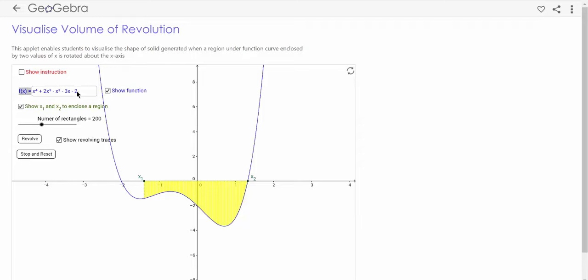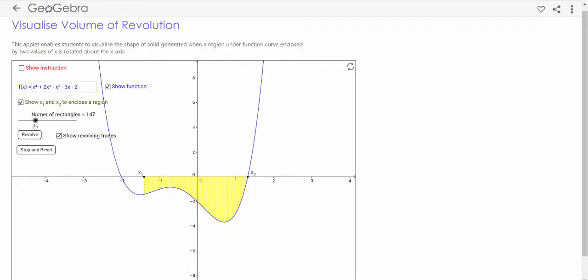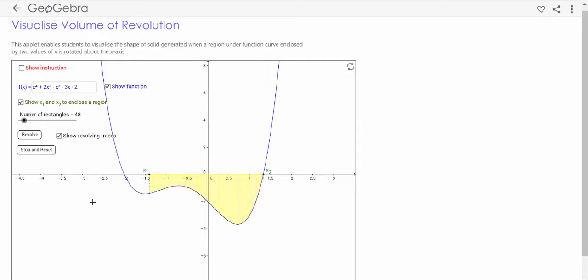So the idea is you've got some sort of a function. Now this one you have a polynomial function of degree 4. And we're going to revolve this around the x-axis. Now what we're going to be doing is we're going to go from x1 to x2. And I'm going to minimize the number of rectangles, kind of make that small. It's a little bit easier to see. And what I'm going to do is I'm going to revolve this around the x-axis. So you can watch this demonstration.